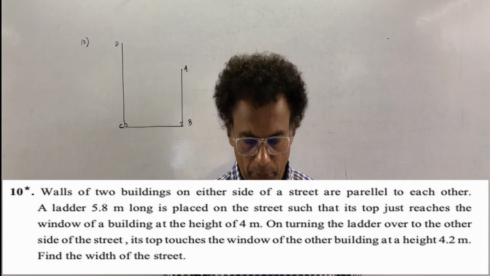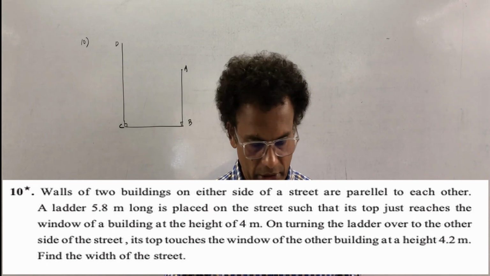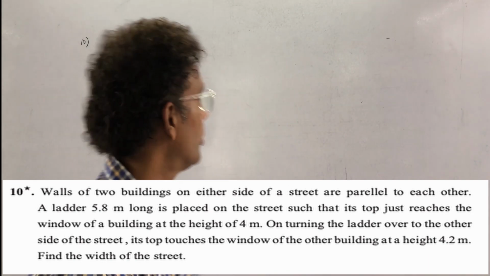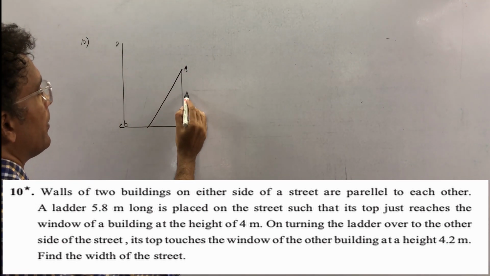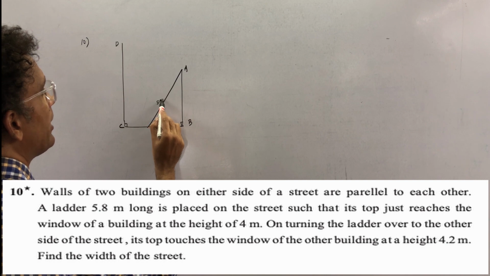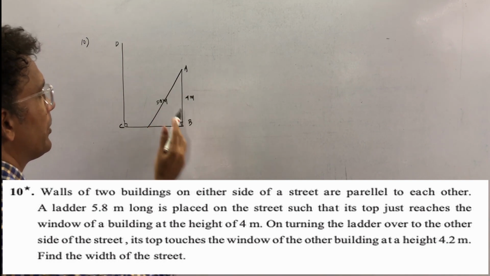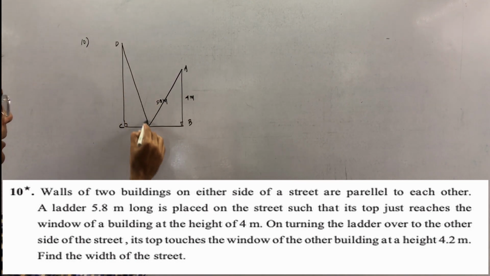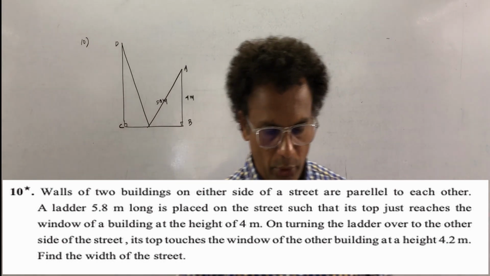A ladder 5.8 meter long is placed on the street such that its top touches the window of a building at a height of 4 meter. और टर्निंग, तो एक लैडर यहाँ पे, will go with this one. तो यहाँ पे ये लैडर है 5.8 मीटर का और ये विंडो है, तो ये हो गया 4 मीटर का. ठीक है. फिर उसको ये साइड में टर्न कर दिया, तो ऐसा हो गया. ठीक है. So we got a ladder 5.8 meter long.